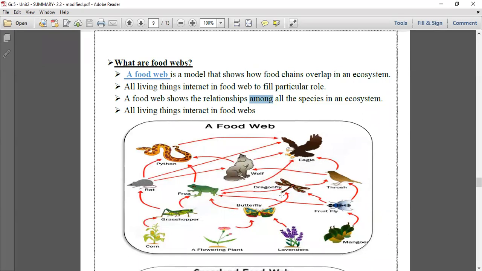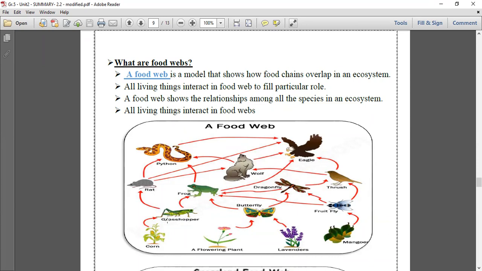Look at this picture right here. As you can see, each organism has many connections or interactions in between. Like the eagle, for example, if you can see it. This eagle eats frogs, it eats wolves, also eats rats and python and thrush. This is a bird.